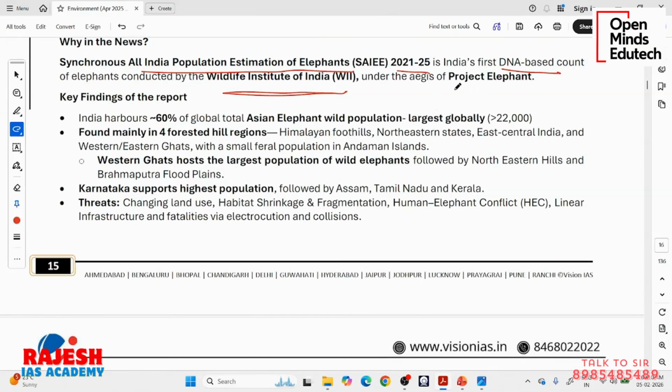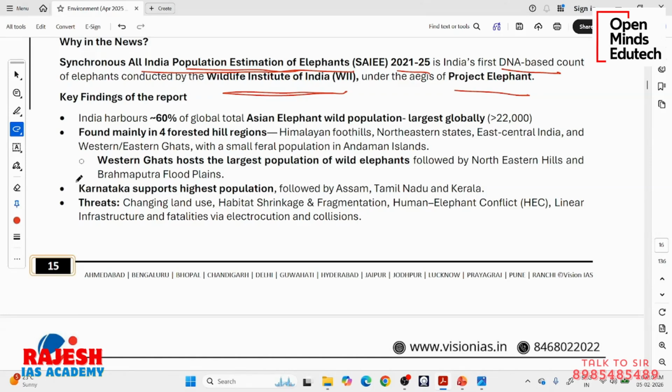So we have something called Project Elephant. We know it got merged with Tiger, and Project Tiger and Elephant are a single thing now. They have conducted population estimation of elephants across these 4 years. So that is the news. Again, news is not much important. Basic numbers you try to remember: how many elephants are there, where elephants are residing, and the basic nature and features of elephants.